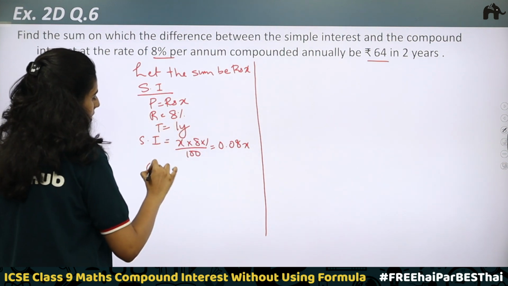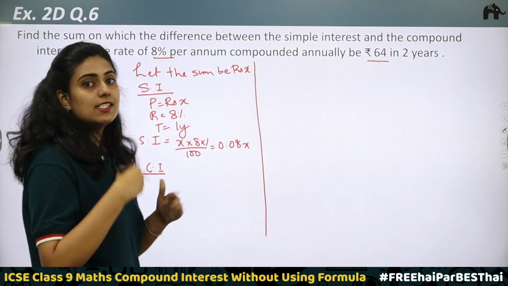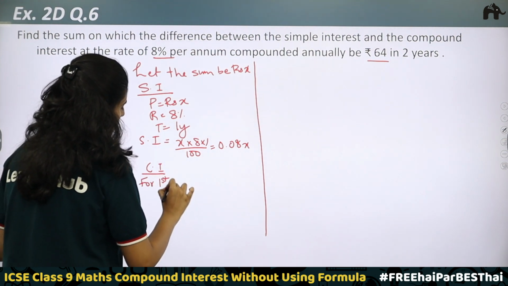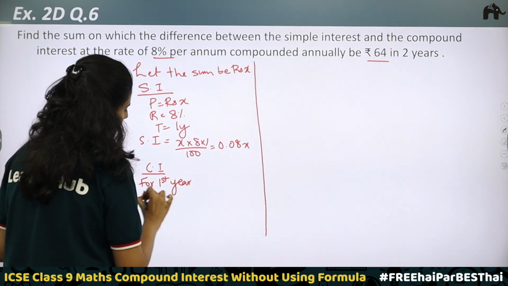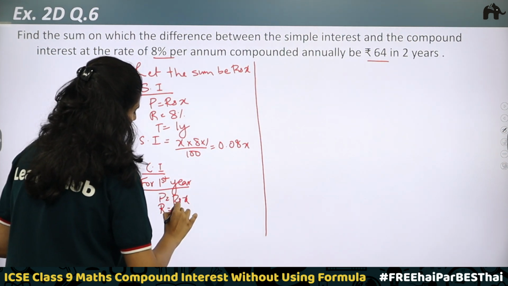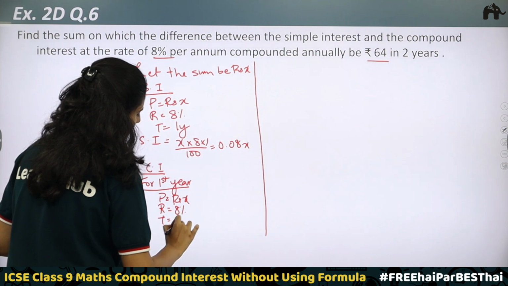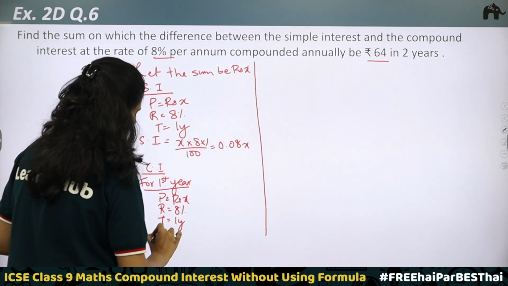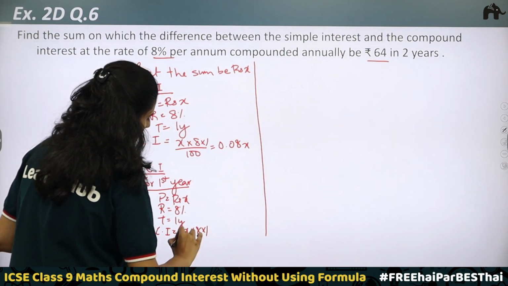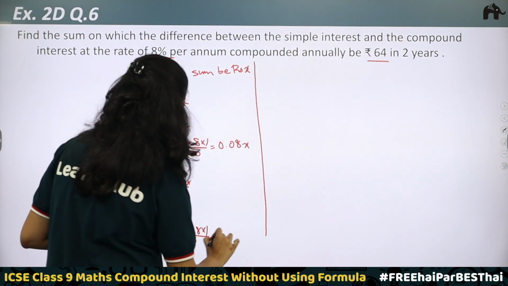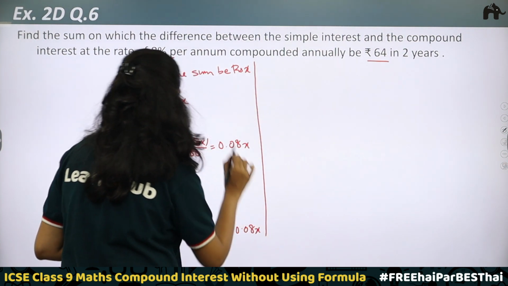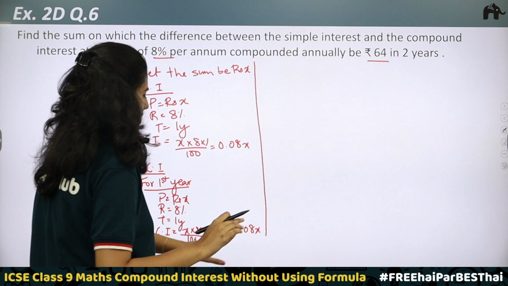Okay. Now, we will find the compound interest. Compound interest will change for every year. So, we will take for first year. For first year, principal is same, rupees X, rate of interest 8%, time 1 year, compound interest is equal to X into 8 into 1 divided by 100, which is equal to rupees 0.08x. Simple interest and compound interest for the first year we are getting the same.